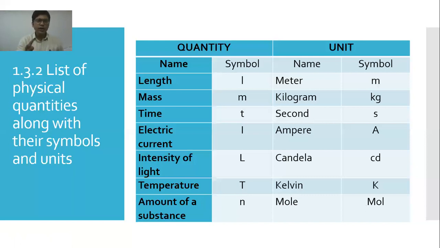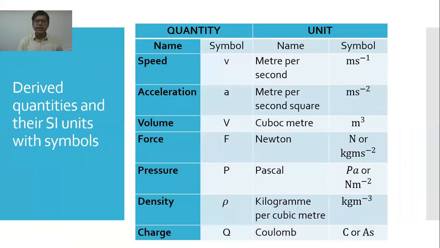As I told you, there are numerous derived quantities, but I will just show you 7 derived quantities. Now we will talk about derived quantities and their SI units with symbols. So here is the list. In this list, you can clearly see that first we are talking about the quantity, then its unit. So let's talk about them one by one.